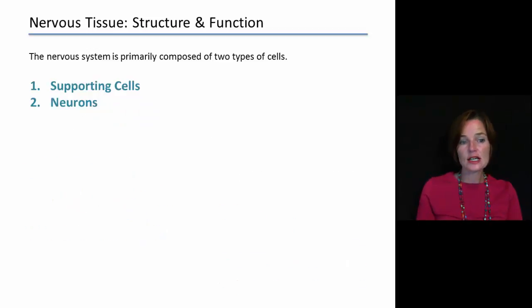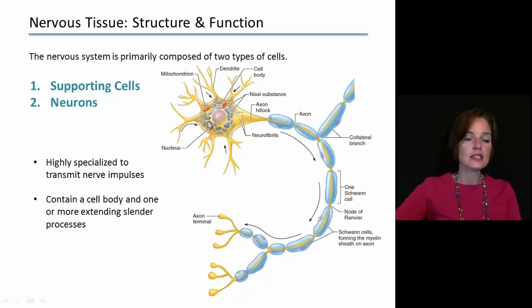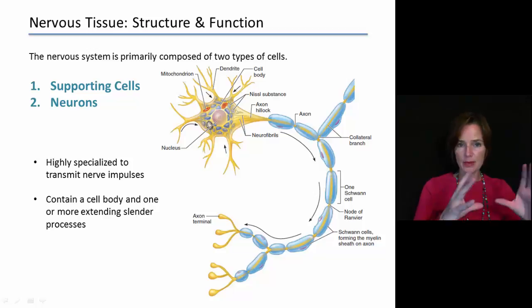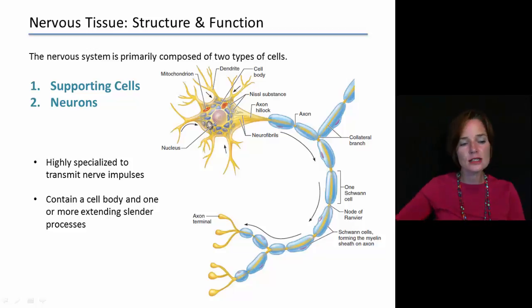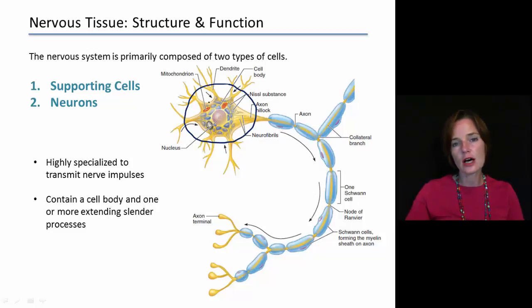Now, in addition to the supporting cells, we do have the neurons. The neurons are highly specialized cells. Their main job is to transmit nerve impulses. They contain a cell body, which is the larger, big rounded portion of the neuron. And then they have a very long, slender process extending from them, and they may have a couple of long processes extending from them. In this image here, the cell body is the part at the top right, where we see that it's rather large. That's where we're going to find the nucleus and a lot of the organelles. And then we've got that long process, which is extending from that point.